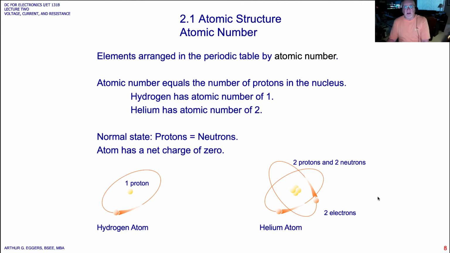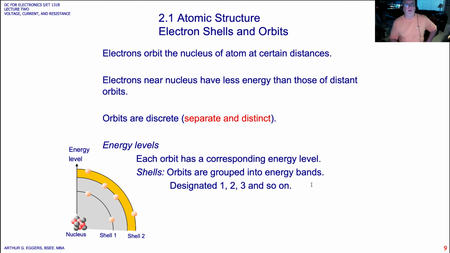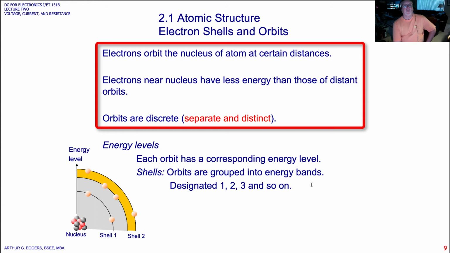As long as everything behaves, you've got solid material that you start describing by these models. So if we look at electron shells and orbits, electrons orbit the nucleus at a certain distance, and this is how they maintain their balance, and it's all based on the charge between each of these subatomic particles. Electrons near the nucleus have less energy than those that are further out. The orbits then are discrete. That means they're separate and distinct.